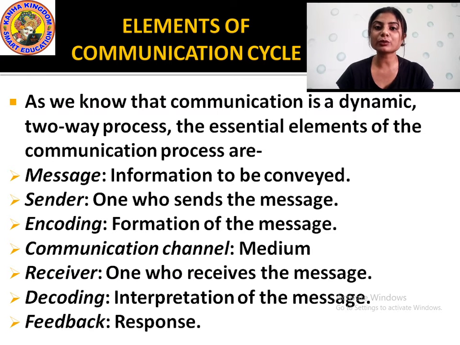that you want to send to a receiver. The first element is message, information that is to be conveyed. Then sender, one who sends the message. Who is sender? One who is sending you the message. Then the third one is encoding. Encoding means formation of the message.